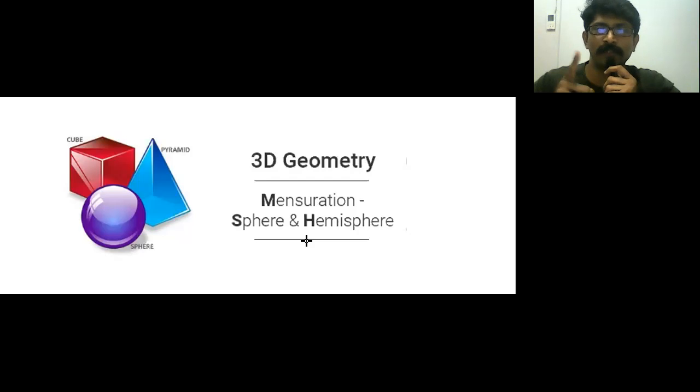First part would be cubes and cuboids. Second part would be cone and cylinder, and third part would be sphere and hemisphere. So we will do this topic in 3 days.